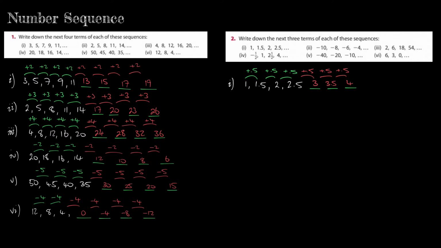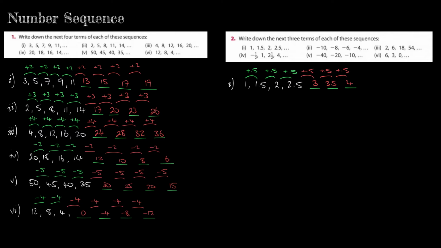Okay, so I'm just going to talk through these. The first one's done. The second one there, you can see it went from minus 10 to minus 8 to minus 6 to minus 4. So each time there I'm adding 2. So negative 4 plus 2 is going to be negative 2. Then if I add 2, I get 0. And then if I add 2, I get 2. So my next 3 terms there should be negative 2, 0, and positive 2.